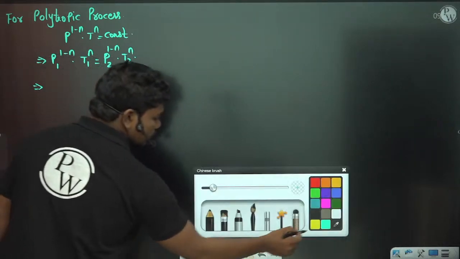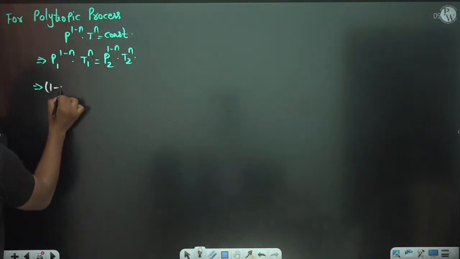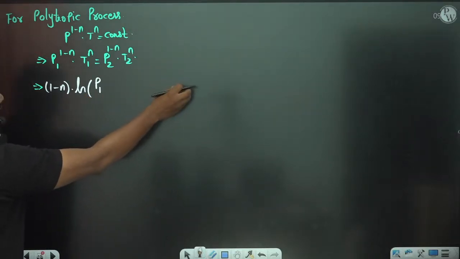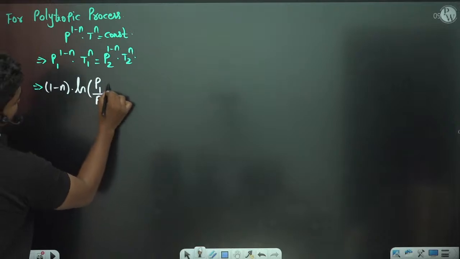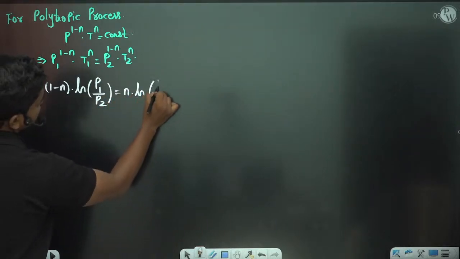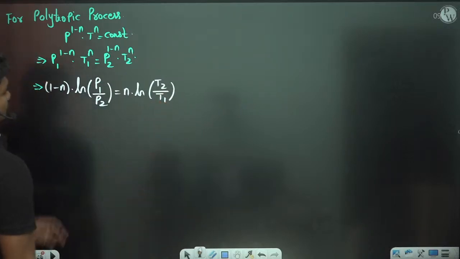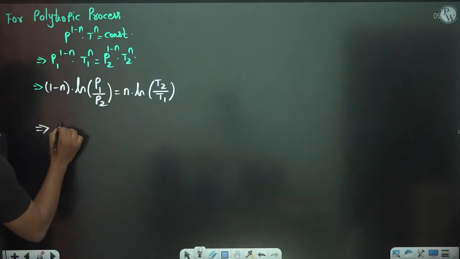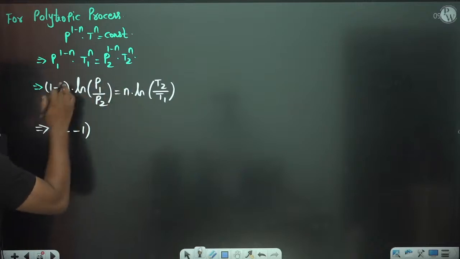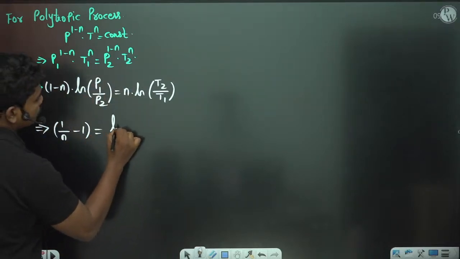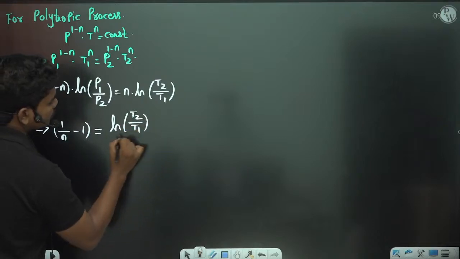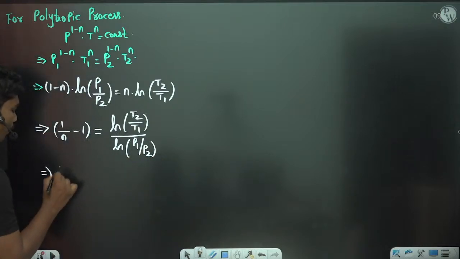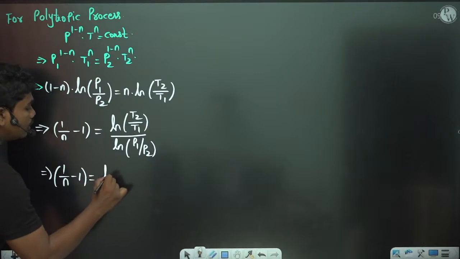How do you calculate this? Apply log on both sides. So 1 minus n times of ln P1, similarly on the right hand side it will be 1 minus n times of ln P2. So ln P1 by P2 is equal to n times of ln T2 minus n times of ln T1. If you simplify this and bring n to the left hand side, 1 by n minus 1 is equal to ln T2 by T1 divided by ln P1 by P2.